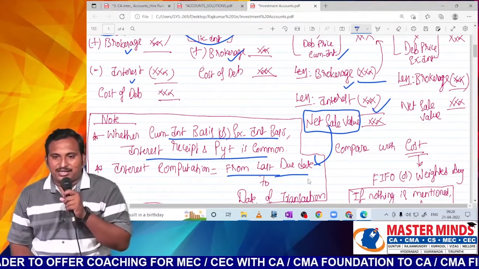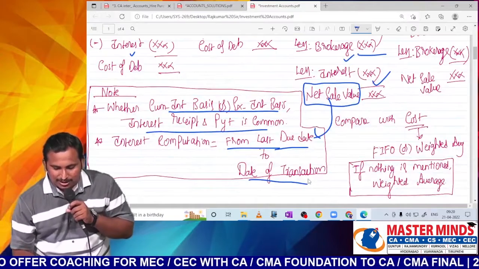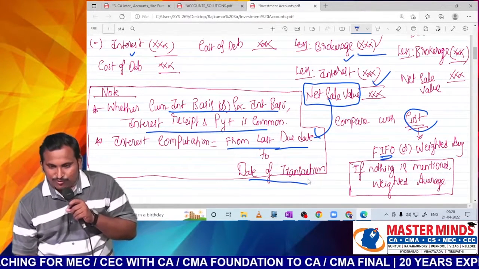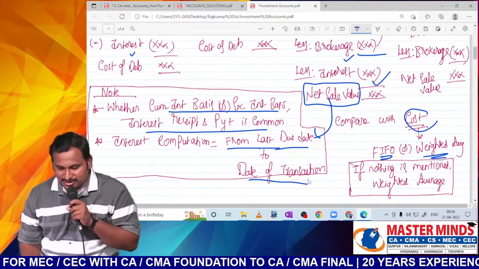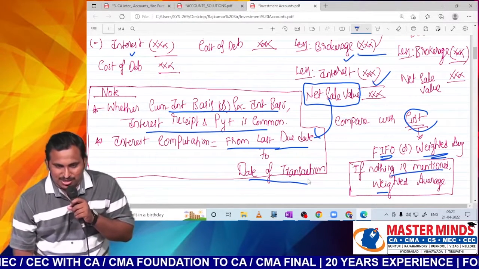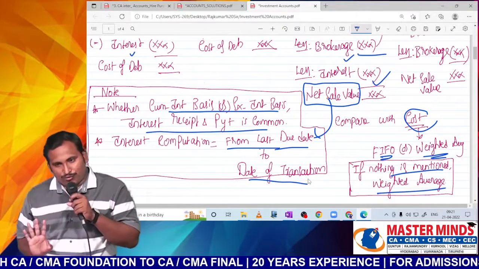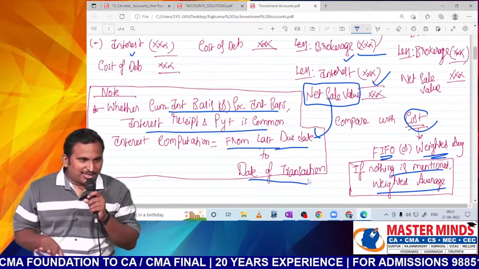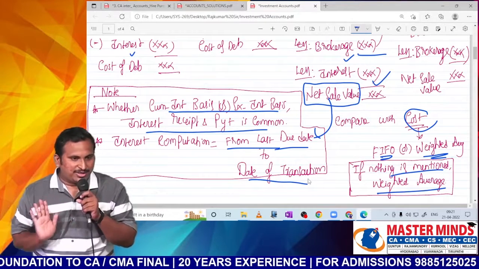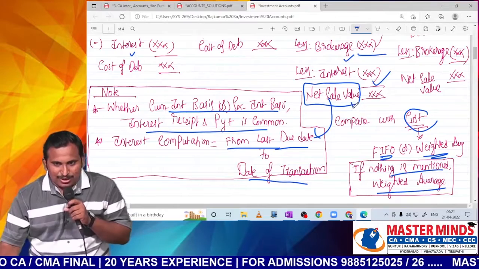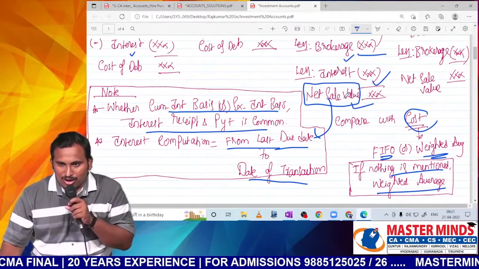Once we find the net sale value, we compare it with the cost. How to compute cost, sir? It is either on FIFO or weighted average basis. If nothing is mentioned in the question, we usually follow weighted average. That means if they say FIFO, FIFO. If they say weighted average, weighted average. If nothing is mentioned also, weighted average. So that is how we find the cost. Then we compare it with the net sale value. The difference will be recorded as profit or loss.